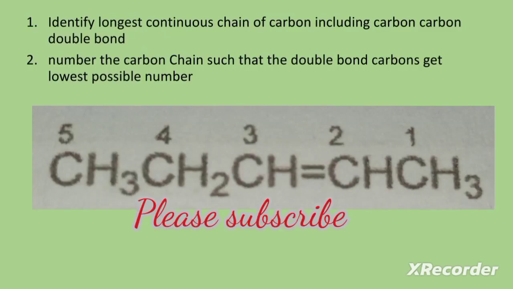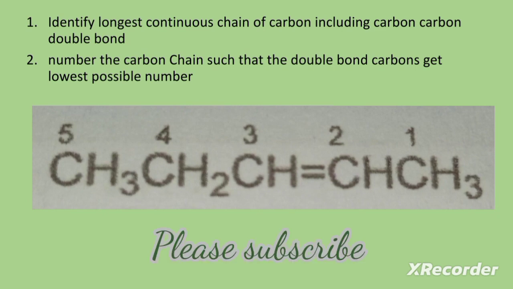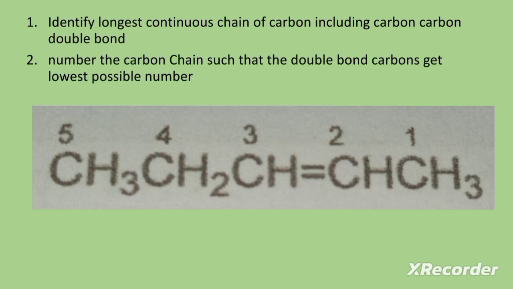First step is you should identify the longest continuous chain of carbon including the carbon-carbon double bond. And you should number the carbon chain such that the double bond carbons get the lowest possible number. In the previous case, we numbered the carbon atoms so that the substituent groups get the lowest possible number. But in this case, we number the carbon atoms so that the double bond containing carbon gets the lowest possible number.